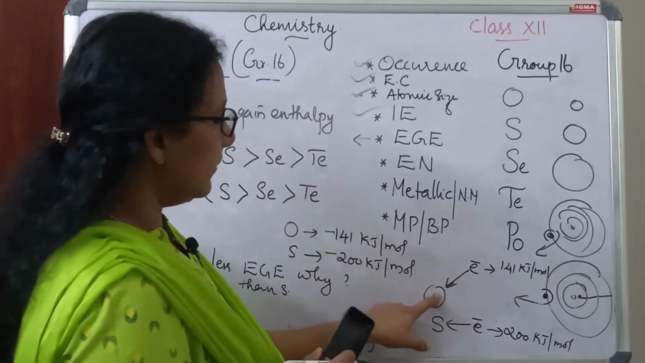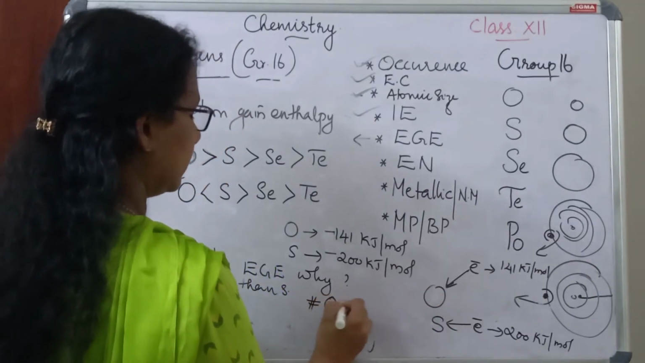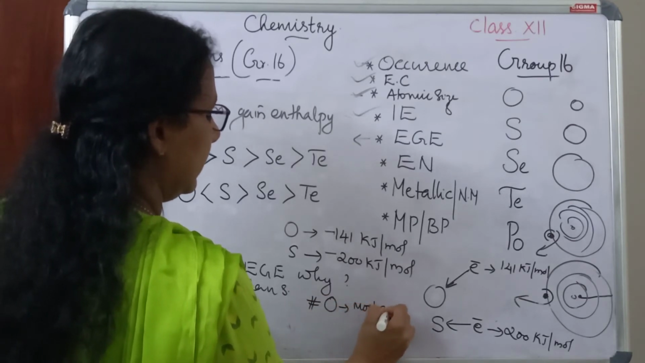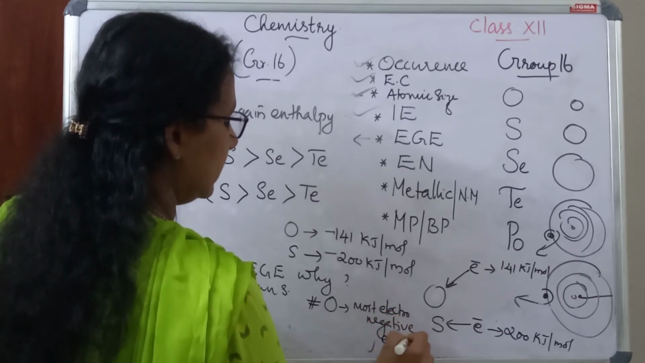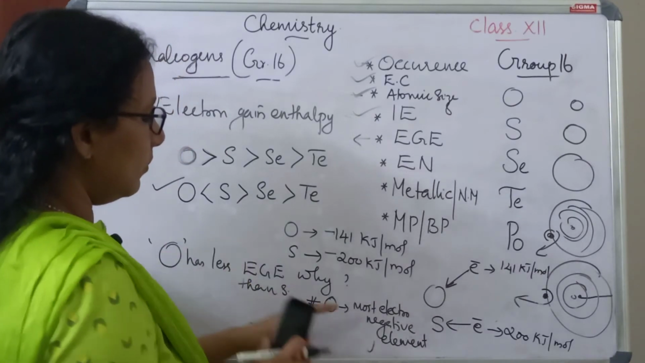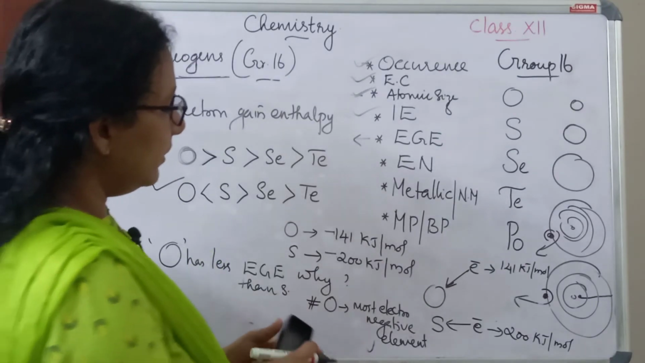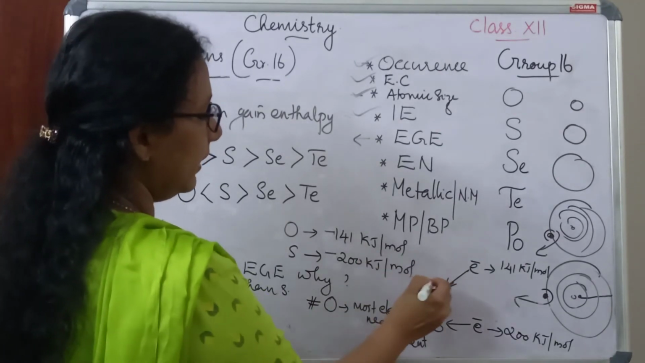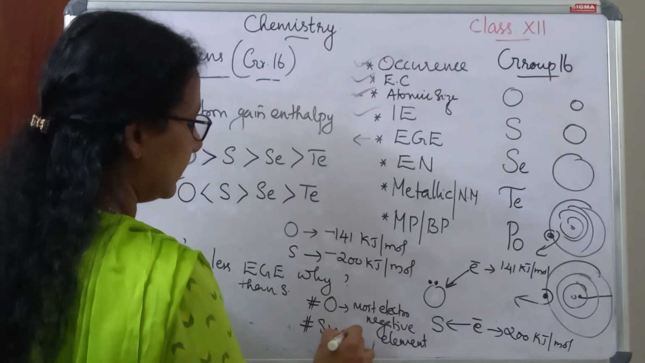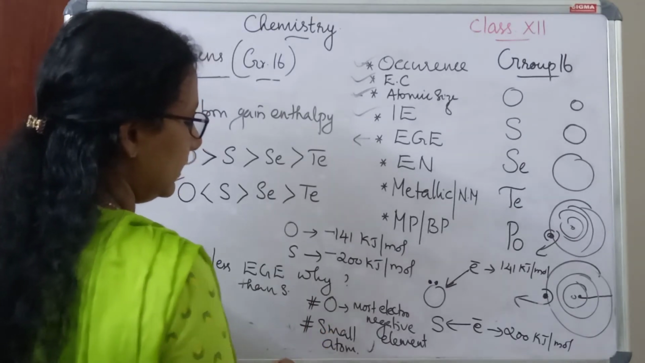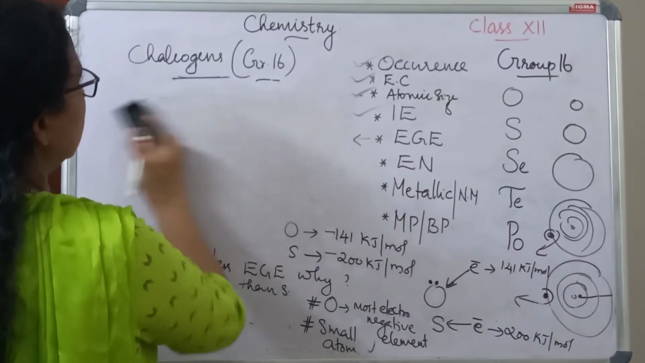So in the case of oxygen, we know that oxygen is the most electronegative element. They are having some electrons, and we know that it is having a lone pair of electrons, and since it is a very small atom, there is interelectronic repulsion. That is the main point.